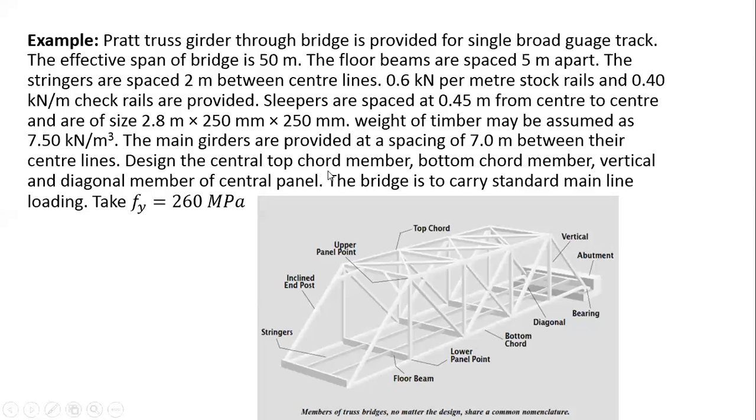Design the central top chord member. You have to design a member in the central top chord here, as well as the bottom chord member here. Then a vertical member, this vertical member, and any diagonal member, either this one or this one. The bridge is to carry standard main line loading. You have to take Fy as 260 MPa. So let us start the design here.